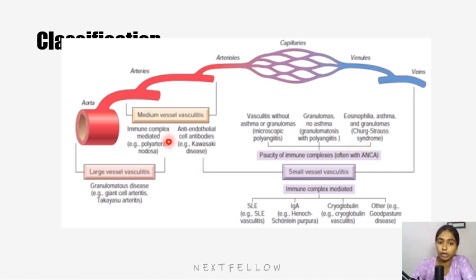Another important one which can be asked in medium vessel vasculitis is Kawasaki disease. This Kawasaki disease is mainly caused by anti-endothelial cell antibodies and seen in the pediatric age group, less than 4. So this diagram is very important. Learn it properly.